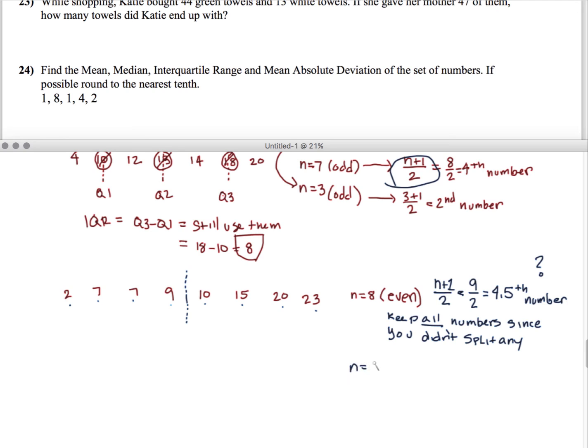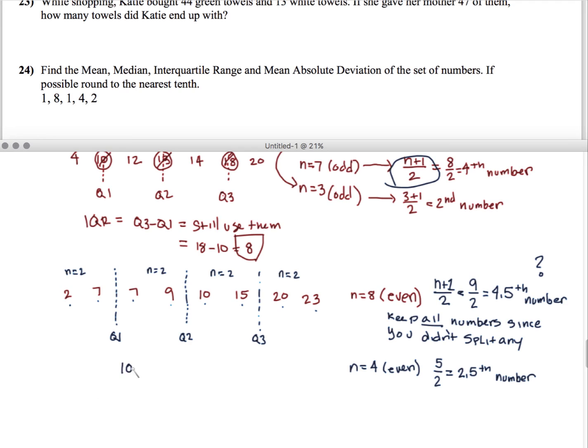Now, let's try it again. This time we have 4. We're even again. So that is 5 over 2, and that's 2.5. Once again, we are going to split between numbers. So that's going to be right about here, and right about here. And once again, notice we have everything split evenly, right? Quartile 1, 2, and 3. Here we have 2. Here we have 2. Always check to make sure that everything is split evenly. And 2.